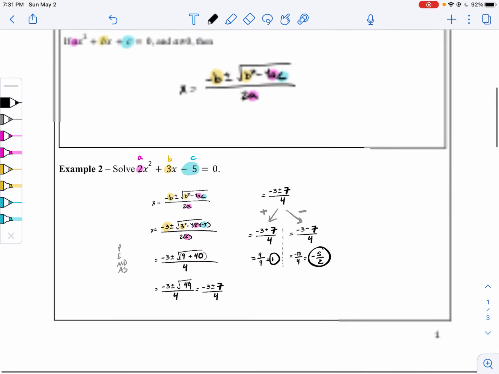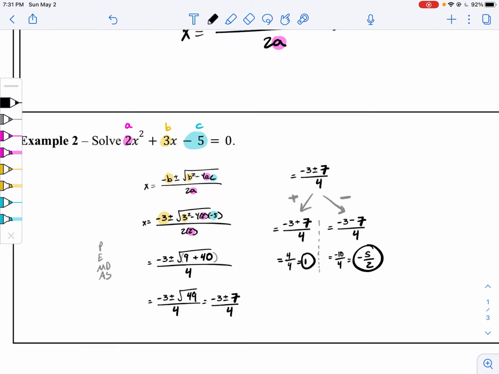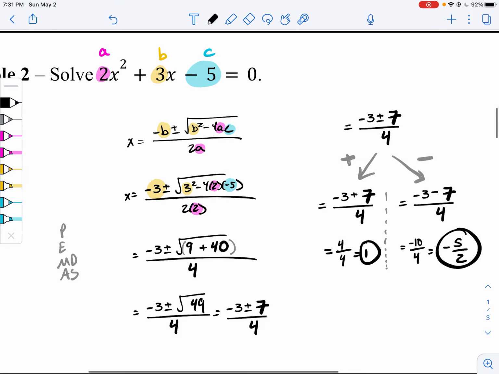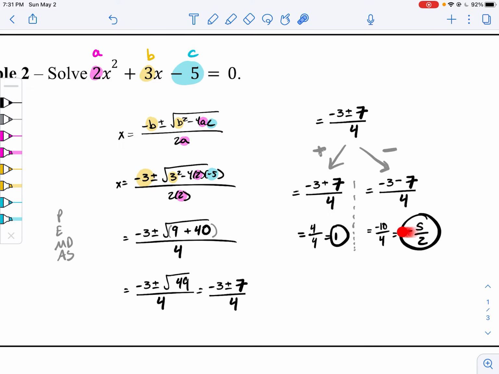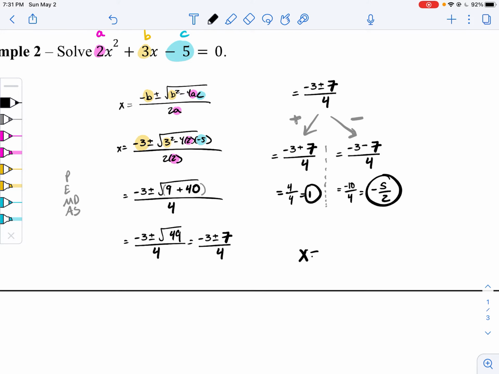If you want to do a decimal, knock yourself out. Physically. Not physically. Knock yourself out. What's the word? Figuratively. Anyway, it's great. Okay, so there you go.